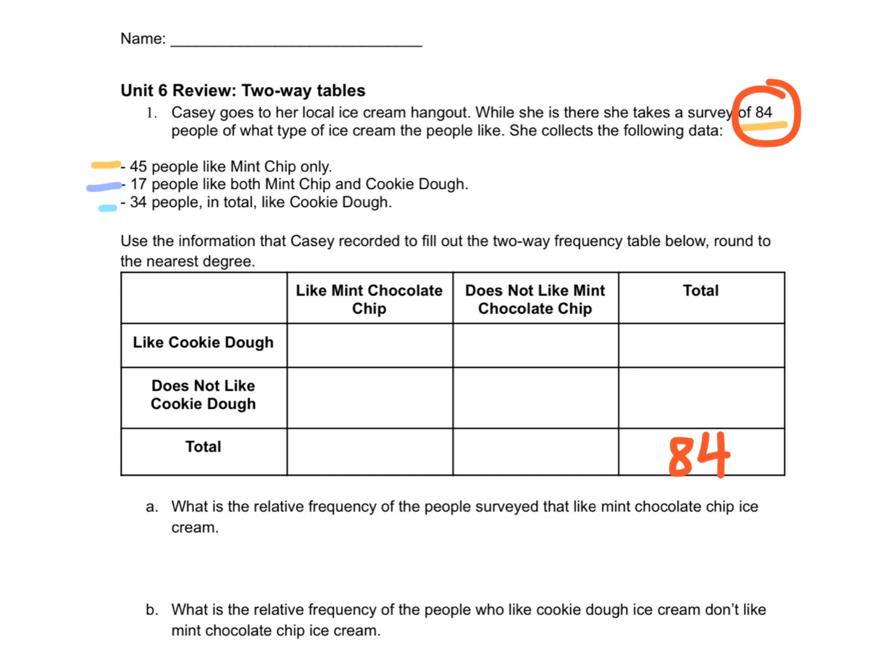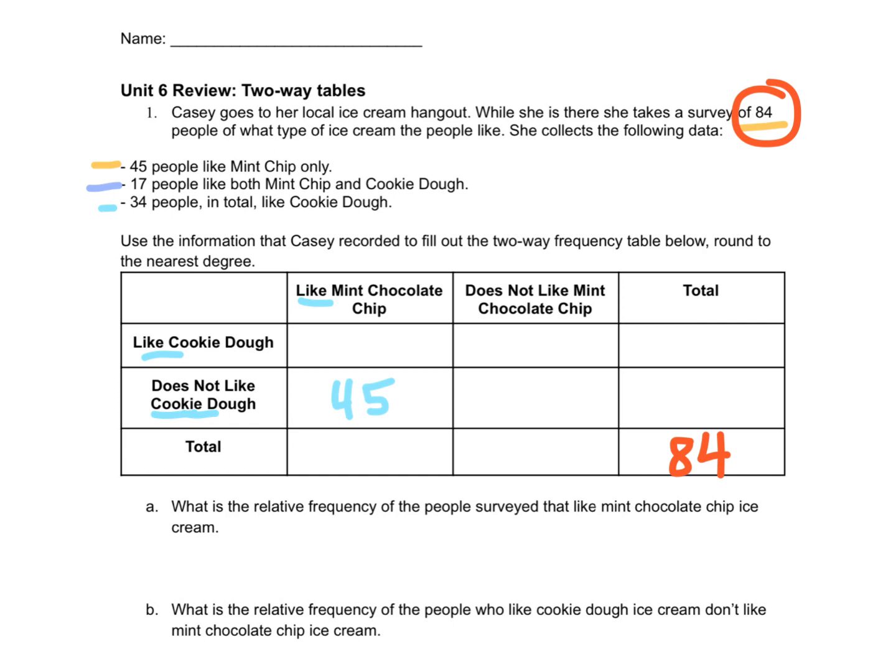Okay, so I'm looking at my table here, and mint chip, they like mint chip, that's here, and they like mint chip only. So this side says likes cookie dough and does not like cookie dough. So mint chip only, I believe, would go right here because that means they like mint chip, but they don't like cookie dough. So they only like mint chip.